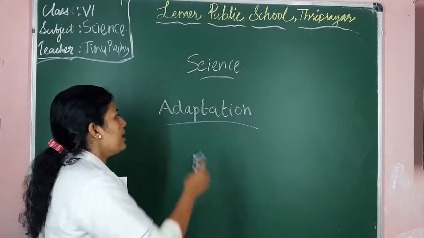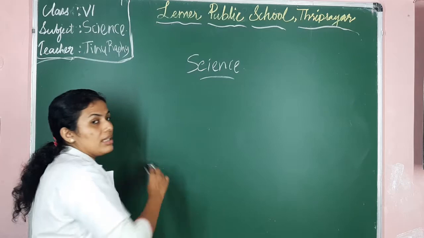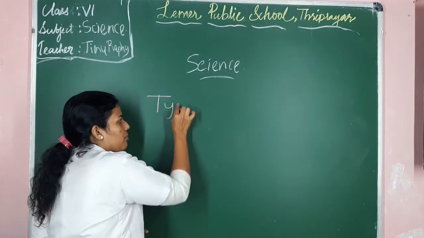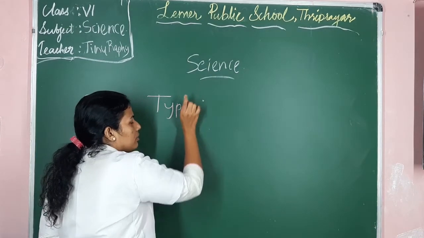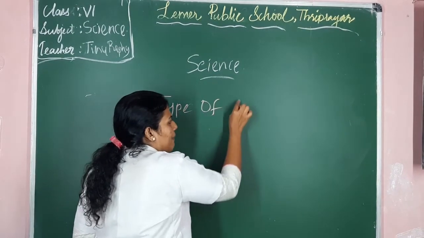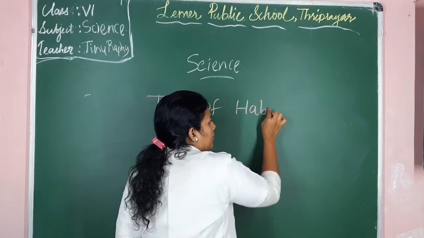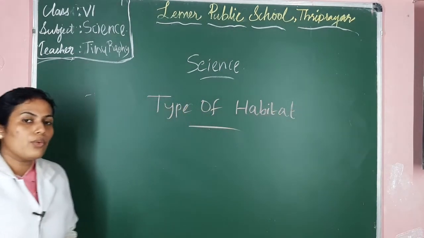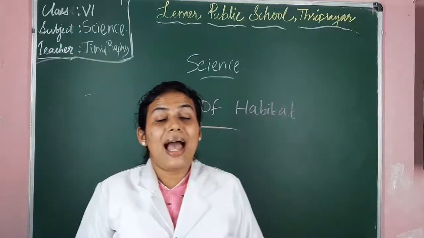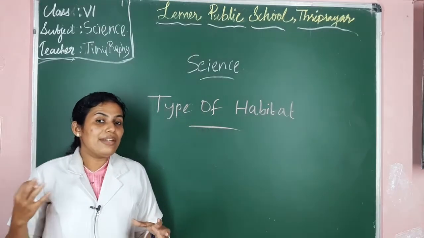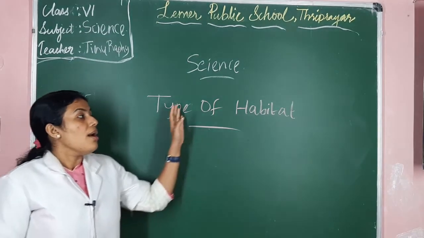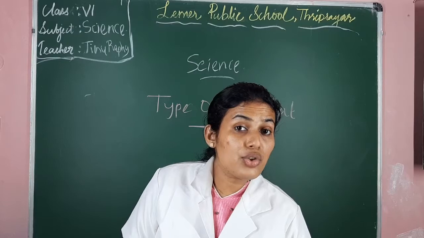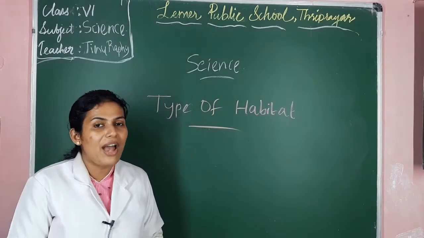Now next we will learn about types of habitats. Now, we know what is habitat. Habitat is the place where a living organism lives, isn't it? So we are going to learn about the types of habitat. Now, there are basically two types of habitat.